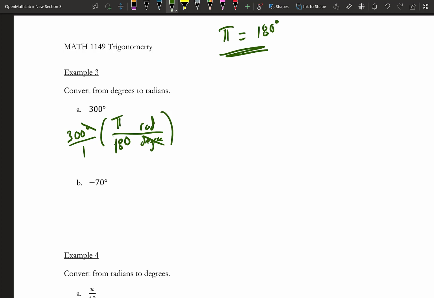We just multiply straight across. So we get 300 pi over 180. And this would be in radians. And then we can try to simplify this. So I can divide top and bottom by 60. So this gives me 5 pi over 3 radians. Right? And remember, it's perfectly fine if I left the radians off completely, because radians are unitless, so it's okay to not write that, right?